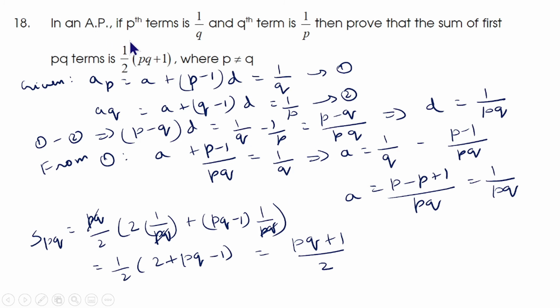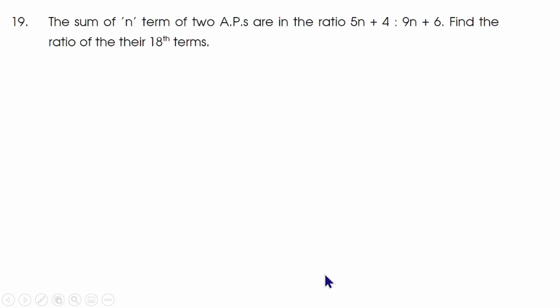So here it is given the pth term is 1 by Q and the qth term is 1 by P. So using these two, we have solved for A and D. We got D as 1 by PQ and A is also equal to 1 by PQ. So using the formula for Sn, we get S PQ is equal to PQ plus 1 by 2.